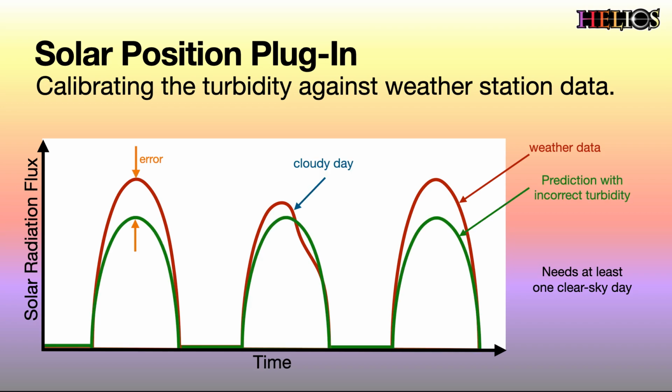So we had our guess for our turbidity, and we could substitute that into the SolarPosition model and then run it out and get some prediction of our incoming solar flux projected onto a horizontal plane. And let's say that our turbidity is off, and so we get this offset or error between our actual weather data and our predicted solar radiation flux over the day or over multiple days. And so essentially the idea is that we're going to adjust that turbidity until we get a good match between our weather data and our prediction.